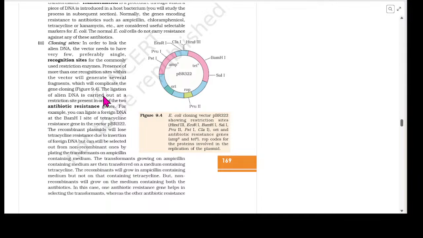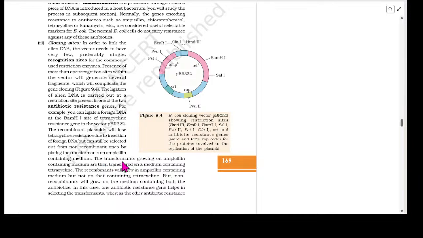The ligation of alien DNA is carried out at a restriction site present in one of the two antibiotic resistance genes. For example, you can ligate a foreign DNA at the BamHI site of the tetracycline resistance gene in the vector pBR322. The recombinant plasmid will lose tetracycline resistance due to insertion of foreign DNA, but can still be selected out from non-recombinant ones by plating the transformants on ampicillin containing medium.